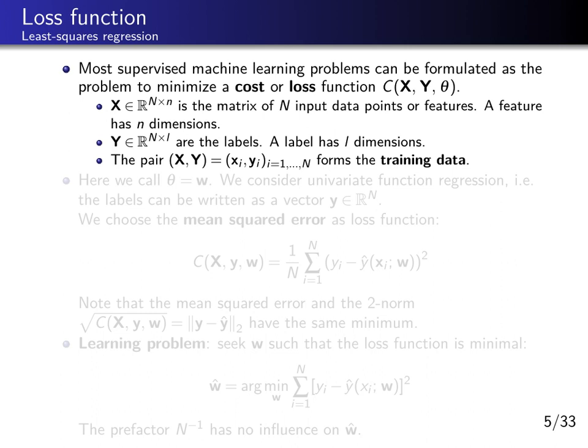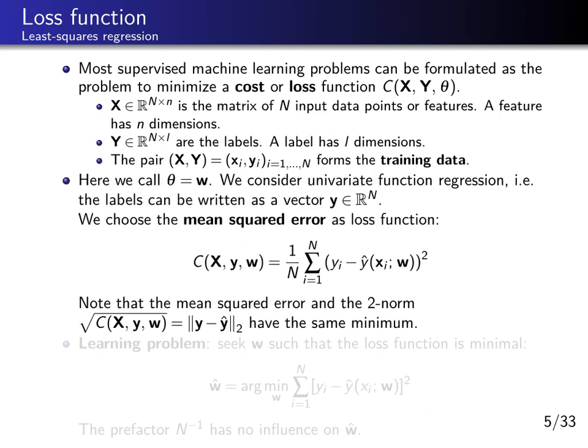So x and y are generally parameters. In our case of regression to a single dimensional target, y is actually just a vector. So the dimension L is 1 in our case, but it could be also multidimensional for multi-target regression. The pair x and y is the training data, and it consists of pairs xi and yi. As I said, here we call theta equals w for the case of regression, and because we have univariate regression, the y matrix just becomes a vector.